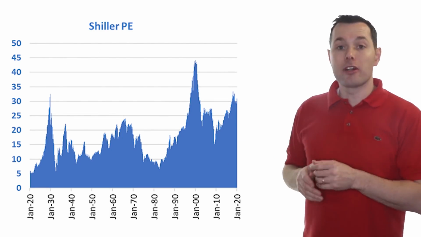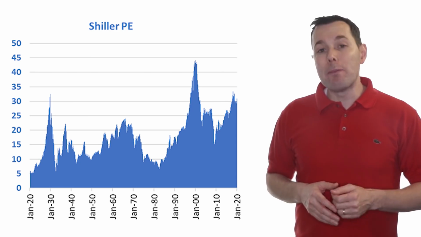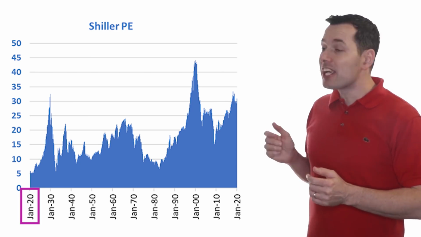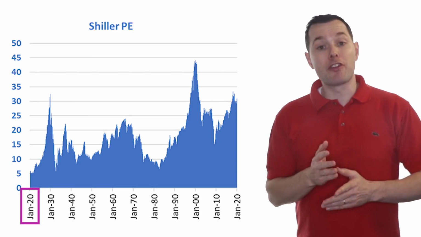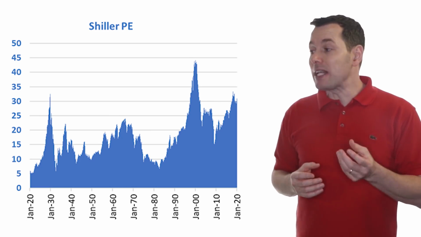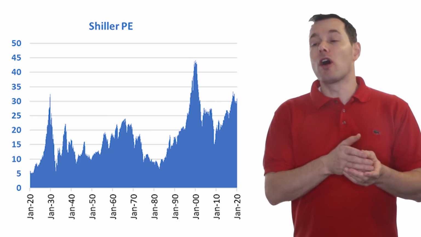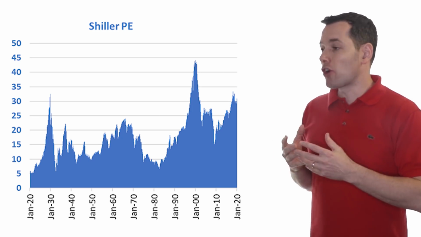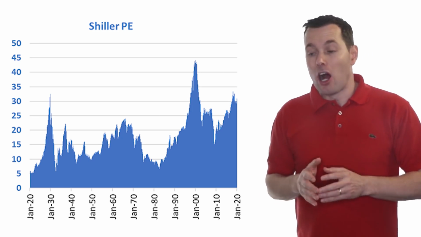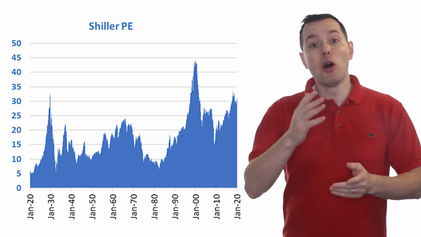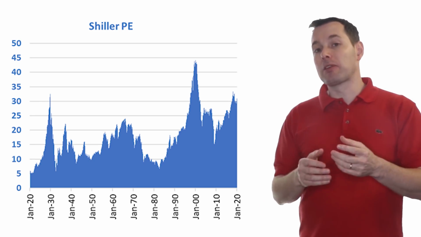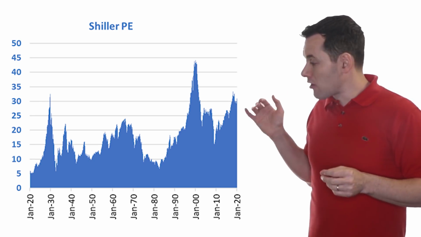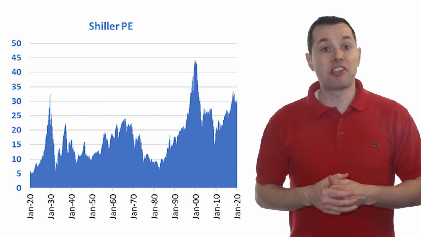So this is a chart of the Shiller PE ratio going all the way back to 1920. And the theory here is that we can use the level of the Shiller PE ratio to determine if the market is overvalued or undervalued. And it's supposed to guide us as to whether or not returns over the next 10 years are supposed to be above average or below average. And we're supposed to be able to determine that based on the current level of the Shiller PE ratio. So how does it work?